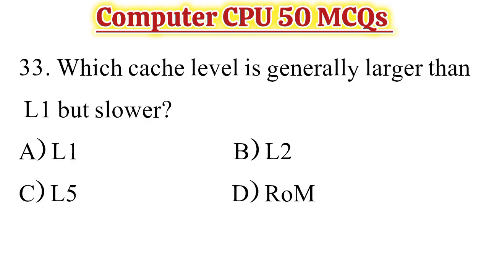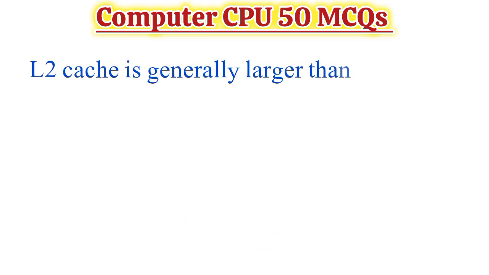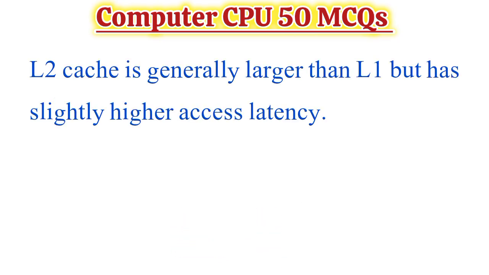33. Which cache level is generally larger than L1 but slower? A. L1. B. L2. C. L5. D. Wrong. Answer: L2. L2 cache is generally larger than L1 but has slightly higher access latency.